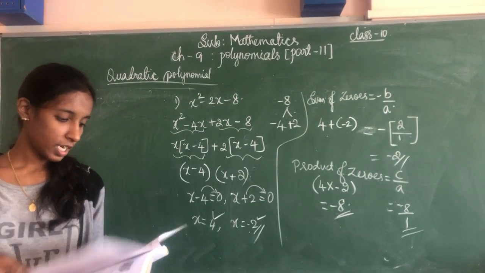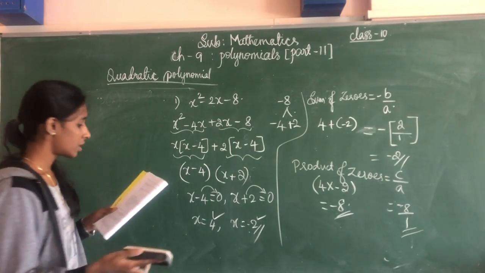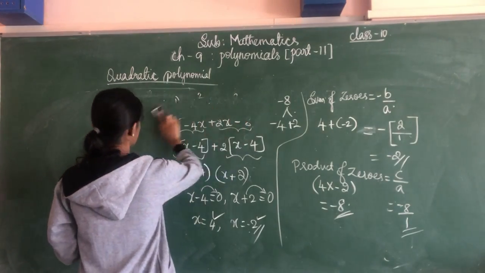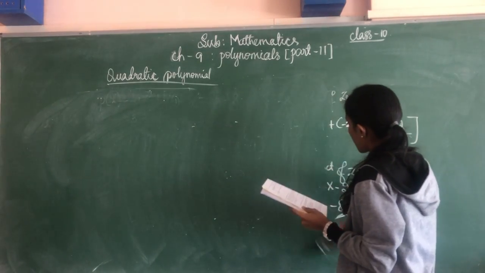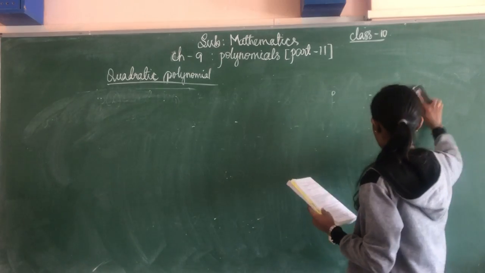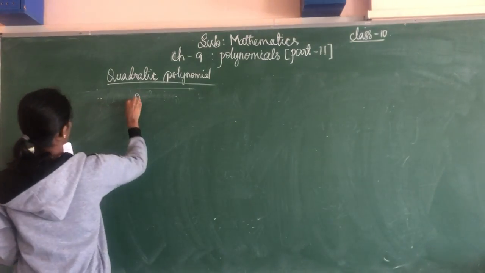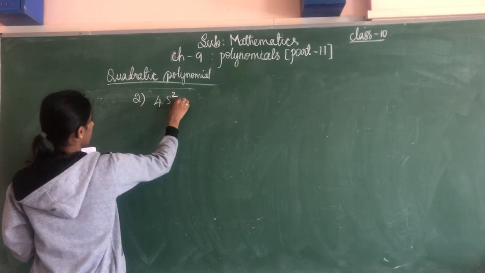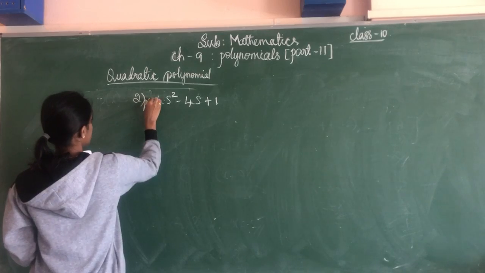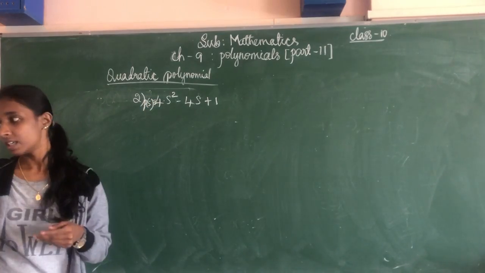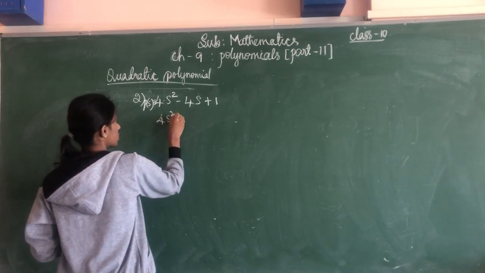So now moving on to the second question. 4s square minus 4s plus 1. So here the polynomial 4s square minus 4s plus 1 has variable s. It is in terms of s, not x. Okay. So 4s square minus 4s plus 1. It is p of s, isn't it? It is p of s, not p of x. So how will you find the roots? That is how will you find the zeros?